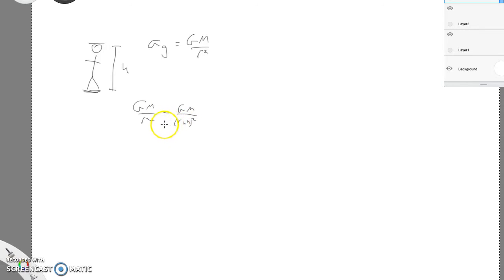But hopefully you're starting to notice something. Maybe you've seen something like this in calculus. If you're looking for small variations in r, you can take the derivative of this with respect to r. So dA/dr is going to be equal to negative 2 times GM over r cubed, and so dA, or the change in acceleration, is equal to negative 2 GM over r cubed dr.